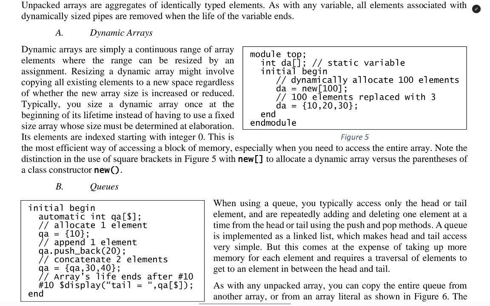Note the distinction in the use of the square brackets in figure 5 to allocate a dynamic array, versus the parentheses of a class constructor new.